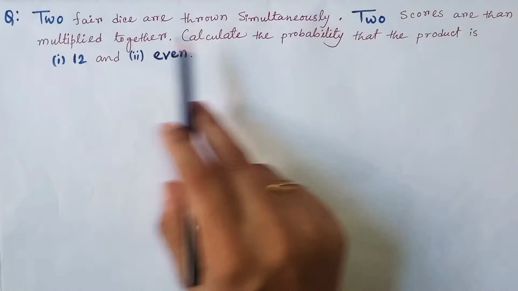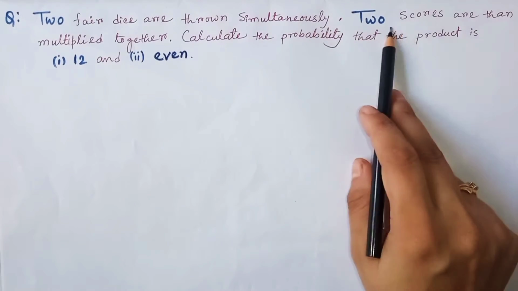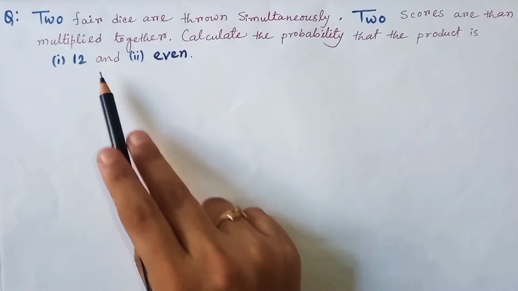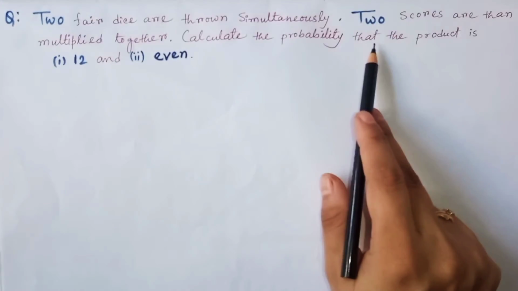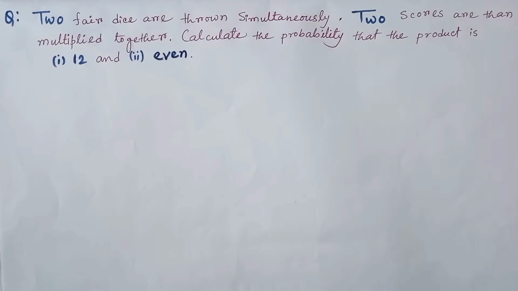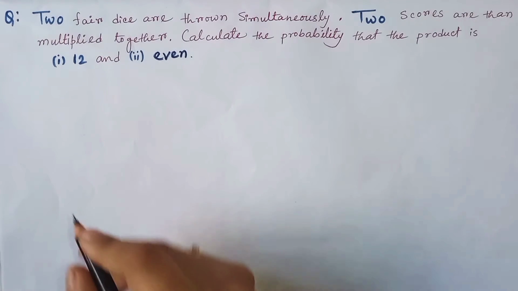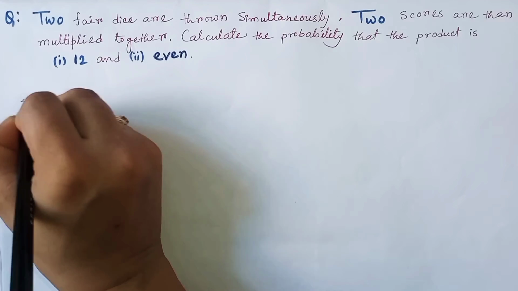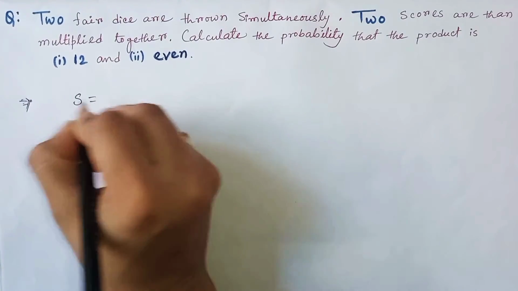Two fair dice are thrown simultaneously. The two scores are then multiplied together. Calculate the probability that the product is 12 and even. So here we have to find out first, S is equal to what?